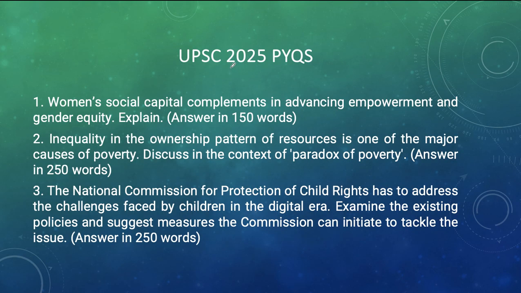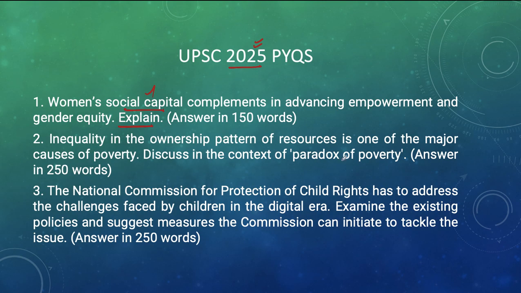Let's now focus upon the recent UPSC 2025 Mains PYQs on social justice. Number 1, women's social capital and complements in advancing social empowerment and gender equity. So explain, they are asking, students, and this particular aspect is asked from the social capital segment, whichever we have said about education, health, and other human resources. This particular question is picked directly.